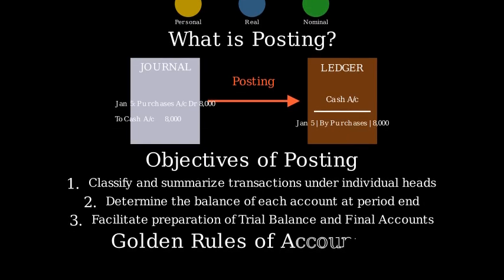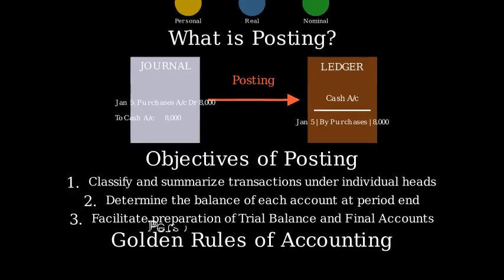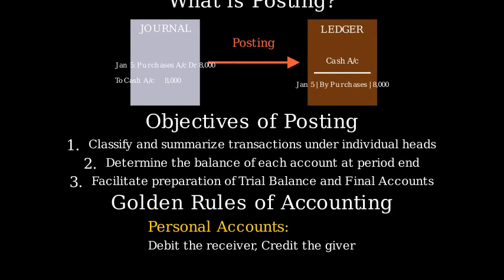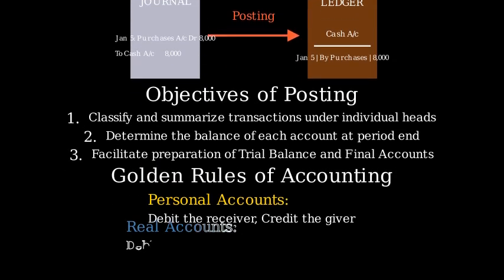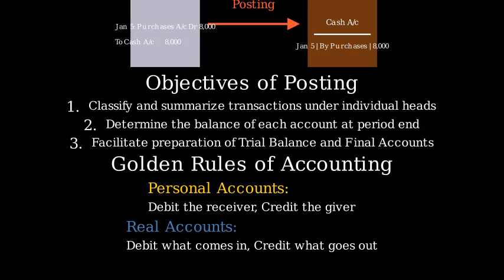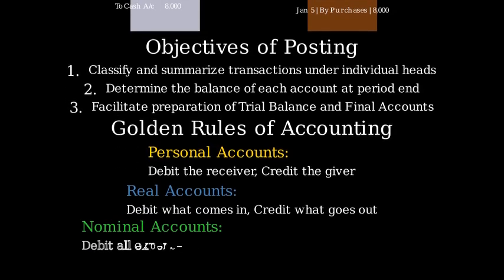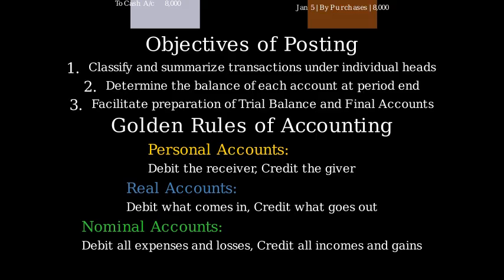Before we dive into the actual process of posting, let's recap the golden rules of accounting that guide whether an account is debited or credited. For personal accounts, debit the receiver, credit the giver. For real accounts, debit what comes in, credit what goes out. For nominal accounts, debit all expenses and losses, credit all incomes and gains.